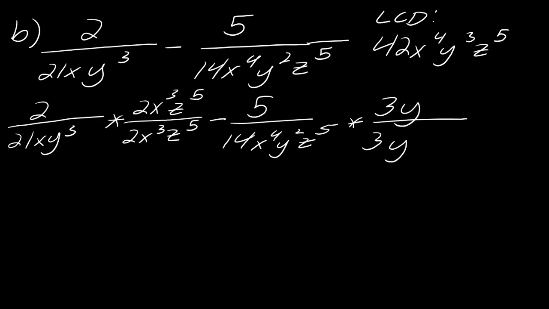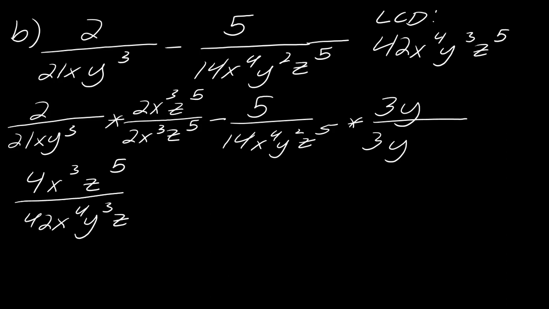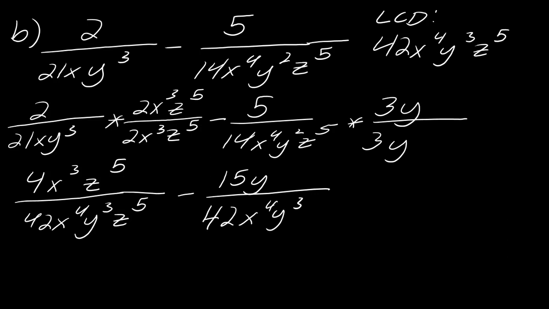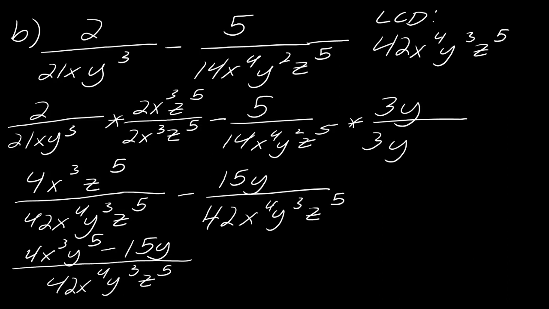So now you work this out once again. So I'm going to get 4 x cubed z to the 5th over 42 x to the 4th y cubed z to the 5th, minus 15y over all that. And so once again, you don't actually have any like terms here, so this is just going to be this big, not beautiful answer. But that's all you can do for that one.